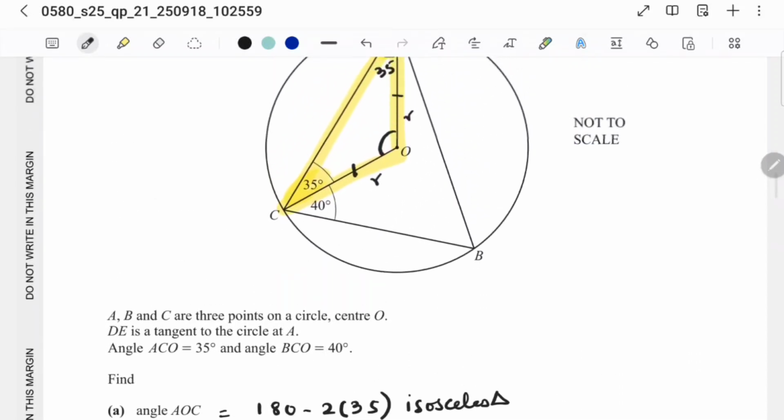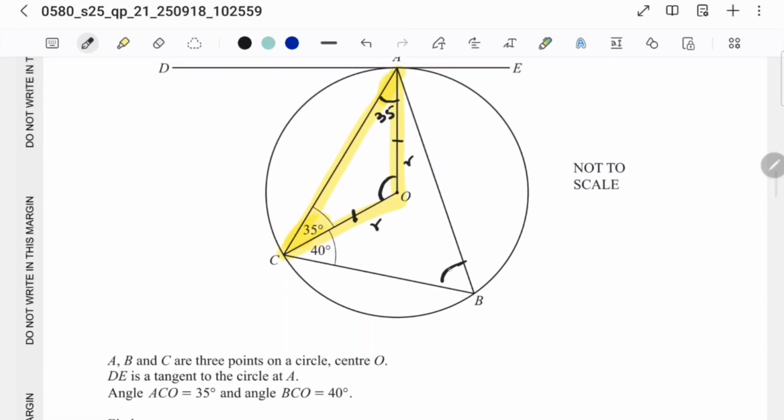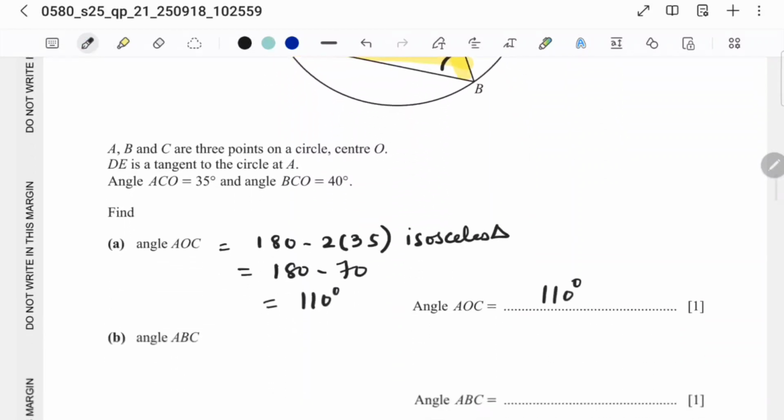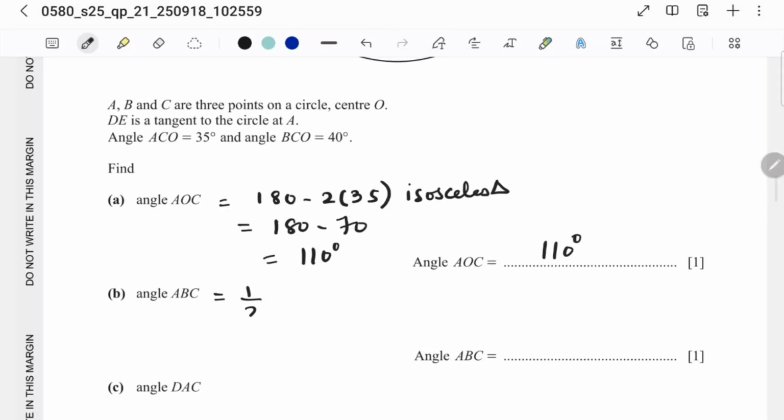Now the next part is ABC. ABC is this much. So this is 110, and you know that the angle at the center is twice the angle at the circumference. You can see it like this. So it will be equal to half of 110, which is equal to 55 degrees. Angle at center is twice angle at circumference. So this will be equal to 55 degrees.